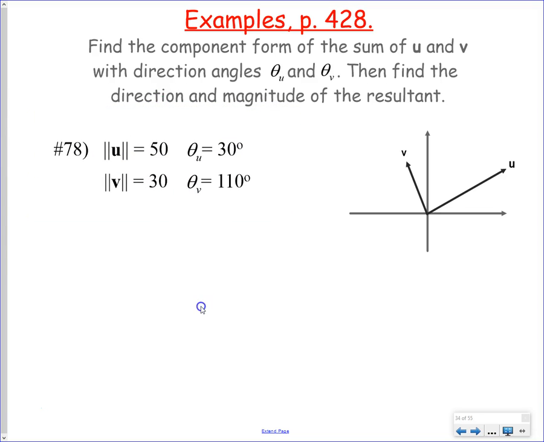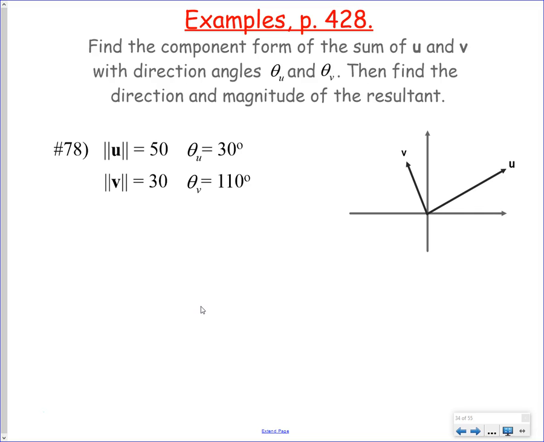Okay, there we go. We're given two different vectors, vector u and vector v. They want us to find the component form of the sum of u and v with direction angles theta u and theta v, and find the direction and magnitude of the resultant. It sure sounds like they want me to put these together, right guys?